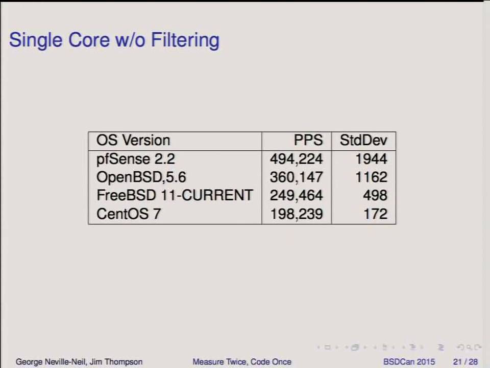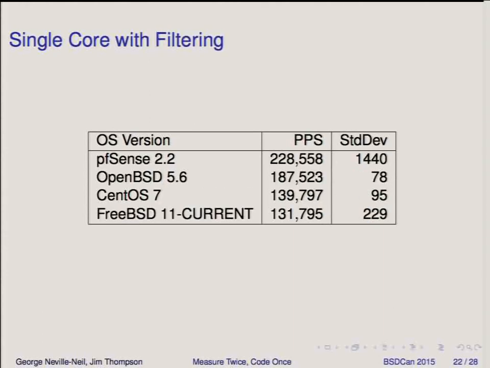So how did it go? This is a packet per second measurement. This is a very common network benchmarky thing. Instead of measuring just raw bits per second, it's the number of packets per second. And in this case, it turns out in single core, without filtering, pfSense is faster than OpenBSD, which is faster than FreeBSD, which is faster than CentOS. Hooray, BSDs! All three are ahead of Linux. Yay!